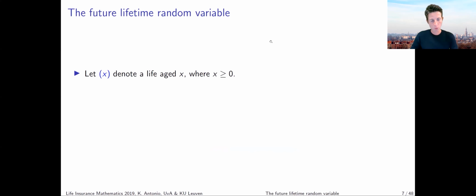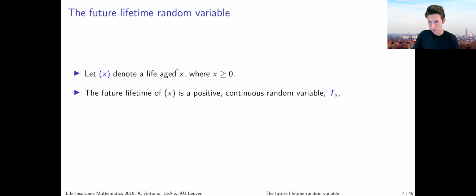So let's go. What kind of notation do I need? Well, I need to put together a random variable that expresses the future lifetime of an individual, and I'm going to denote this individual with (x). So actuaries use the following notation: (x), between brackets, to indicate a life aged x, with x being positive. We're going to look at the future lifetime of a life (x), and that's going to be captured with a positive continuous random variable that I will denote as T_x.